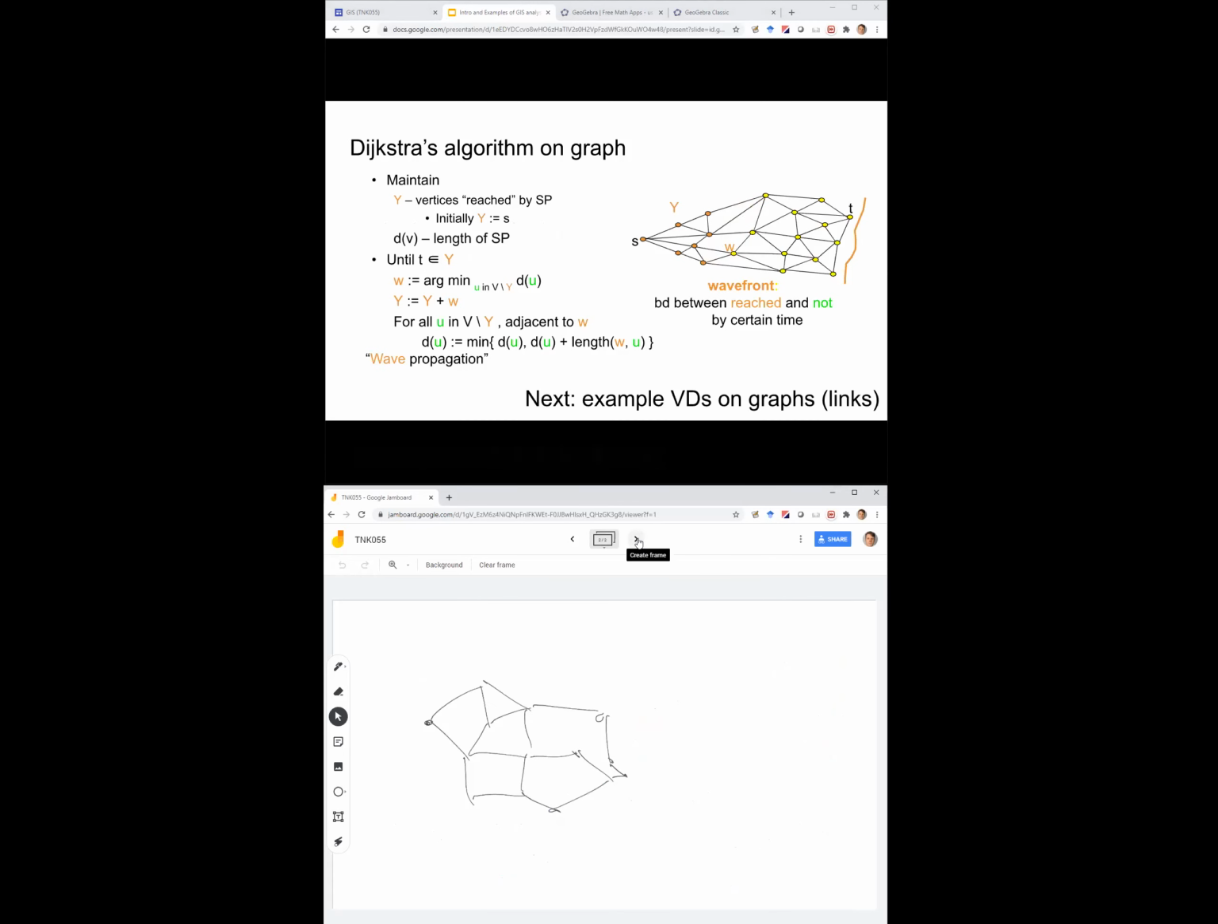I'm switching to the next page in Gemboard, where I just drew some network. And maybe you have a red point and a blue point on this network, and you want to build a Voronoi diagram of the 2 points. So then again, the waves would be how far can you reach from the blue point within 1 minute? Well, maybe you can reach here, here, and here within 2 minutes, here, here, here, and so on. And similarly, you would do the wave propagation, Dijkstra style, from the red point, how far you can reach within 1 minute.